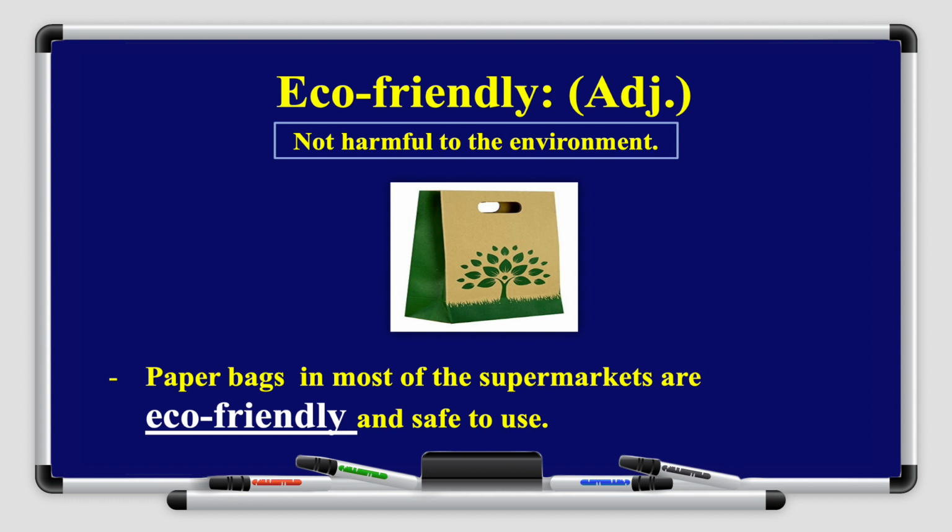Next we have the word eco-friendly. So let's repeat it together. Eco-friendly. One more time. Eco-friendly. Excellent. So eco-friendly here is an adjective. Now let's read the example. Paper bags in most of the supermarkets are eco-friendly and safe to use. As you see in the picture, that is a bag that is eco-friendly to the environment. So not harmful to the environment.